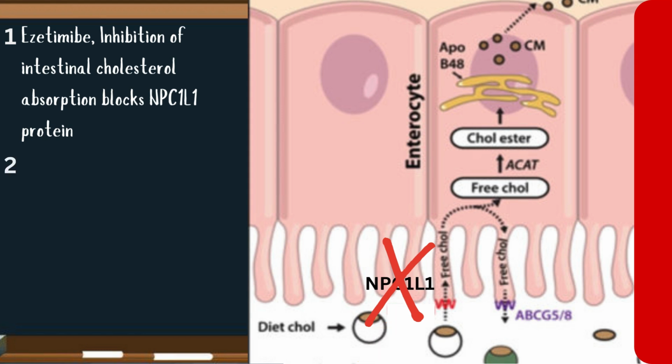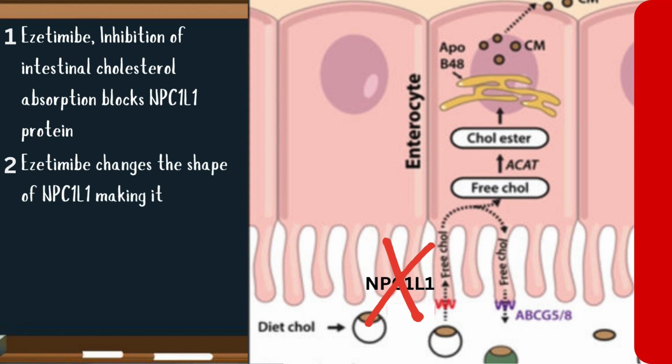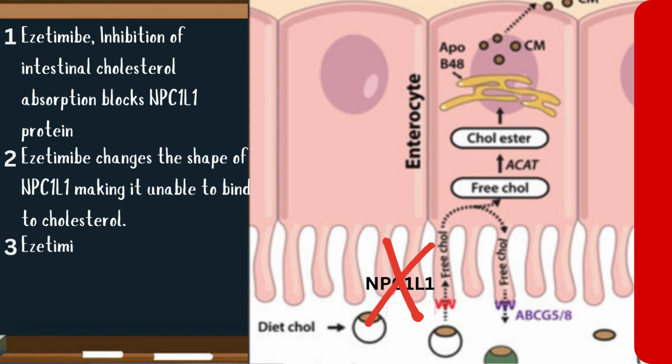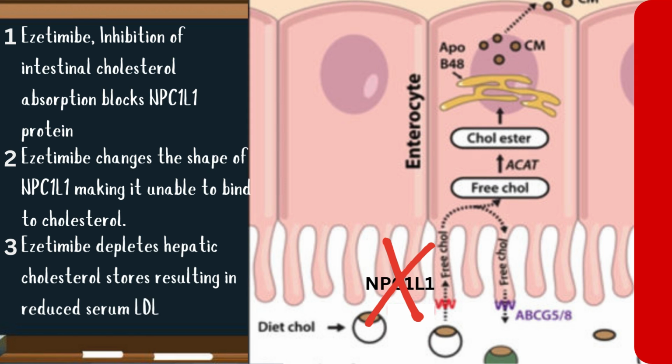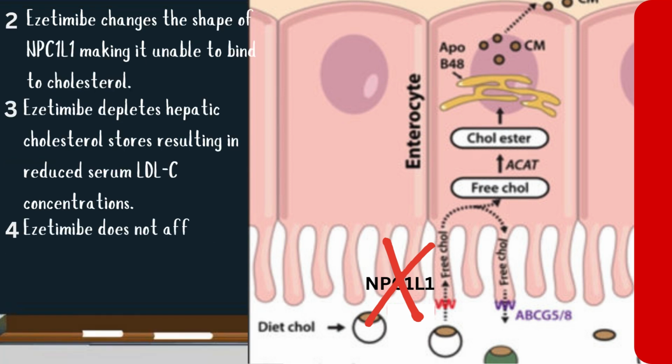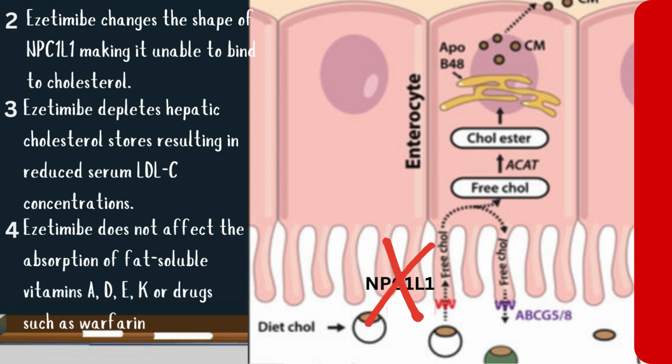According to some studies, ezetimibe can change the shape of NPC1L1, making it unable to bind to sterols, or can interfere with the binding of free cholesterol to cell membranes, thereby inhibiting the absorption of cholesterol in the intestine. By reducing enterocyte cholesterol absorption, chylomicron formation and secretion, as well as the back flux of cholesterol from the bile, ezetimibe depletes hepatic pools of cholesterol and increases expression of the LDL receptor on the surface of hepatocytes, resulting in reductions in serum levels of LDL-C. Ezetimibe does not appear to affect the absorption of dietary triglycerides, fat-soluble vitamins, or drugs such as warfarin.